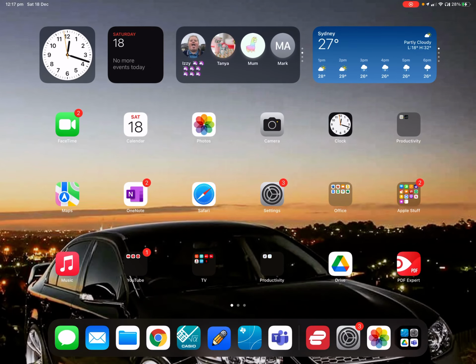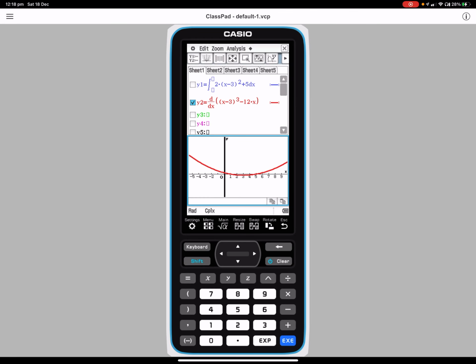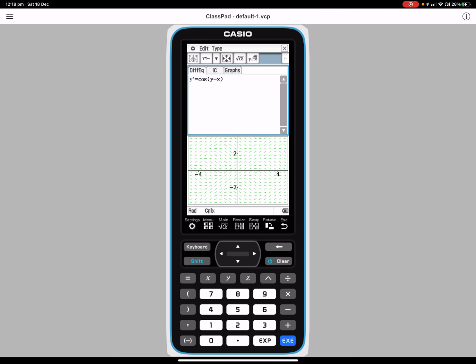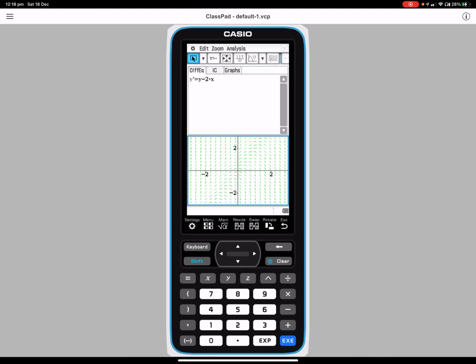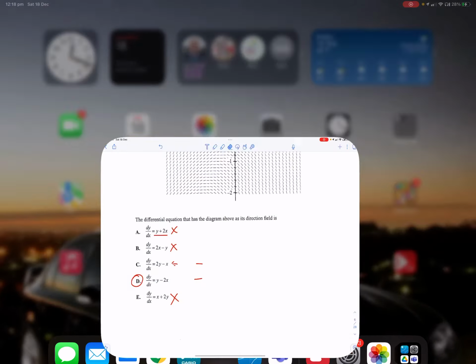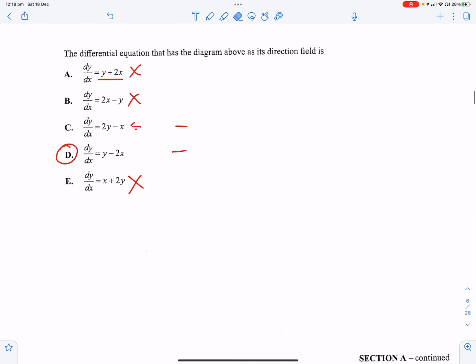We can test it by sketching it. What was it? y minus 2x. That looks like it. Let's go between negative 3 and 3, that'll do. Okay, I'm pretty sure. Yep, they look the same.